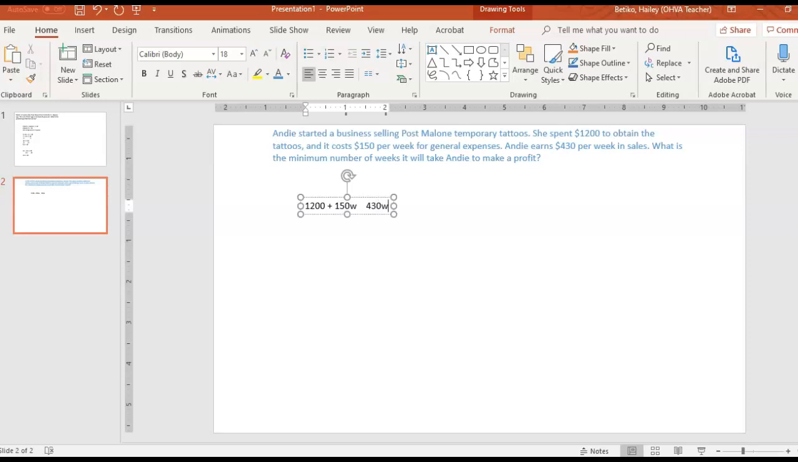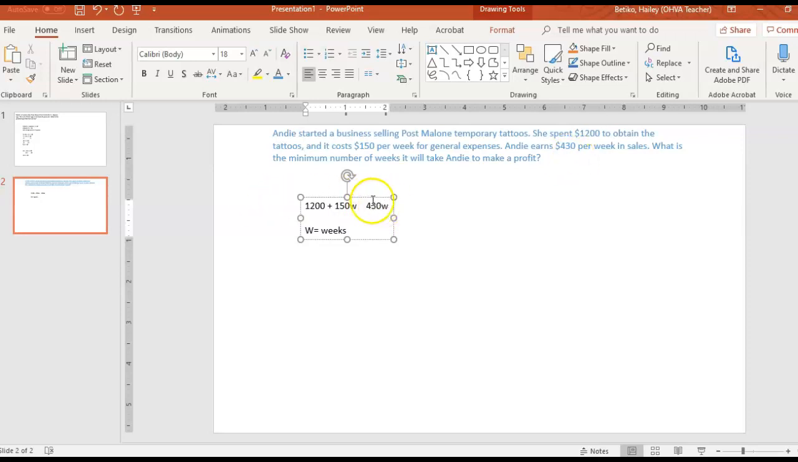We don't know how many weeks it's going to take. That's why we're using W for weeks. Let me make sure we know that. So W is being used for weeks. Now, the only thing we need to figure out is which inequality to put in between the 1,200 plus 150W and the 430W. So the question is saying, what is the minimum number of weeks it will take Andy to make a profit? And this side over here is the making money.